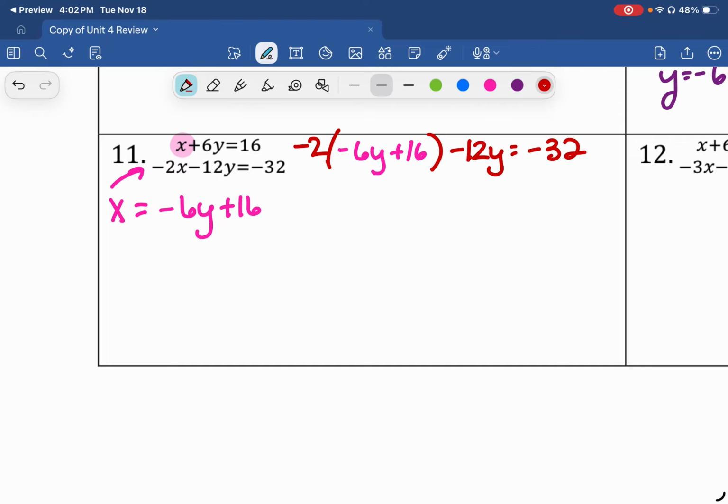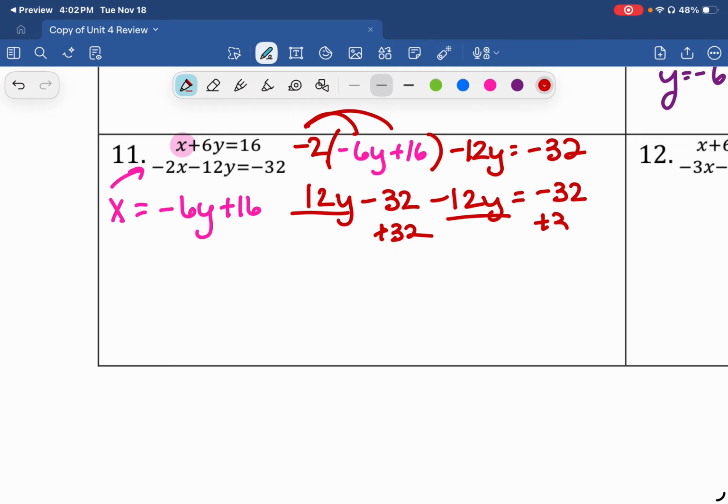Then we're going to distribute to get positive 12y. Negative 32 minus 12y equals negative 32. Combine our like terms. I can add 32 to both sides. 12y minus 12y is 0, so those cancel. And we get 0 equals 0, which again gives us infinite solutions.